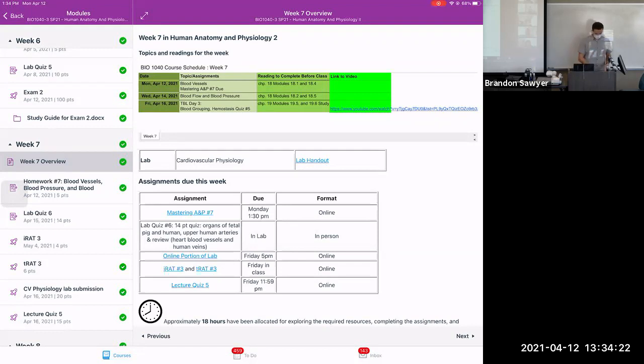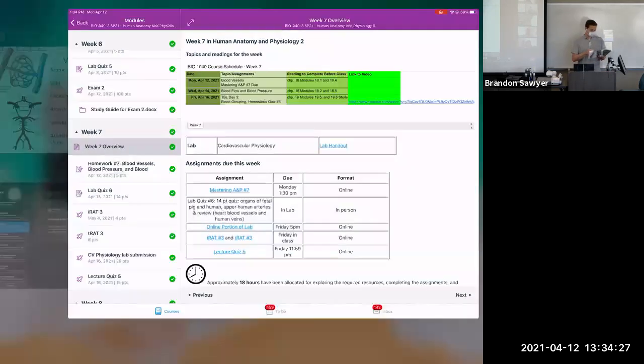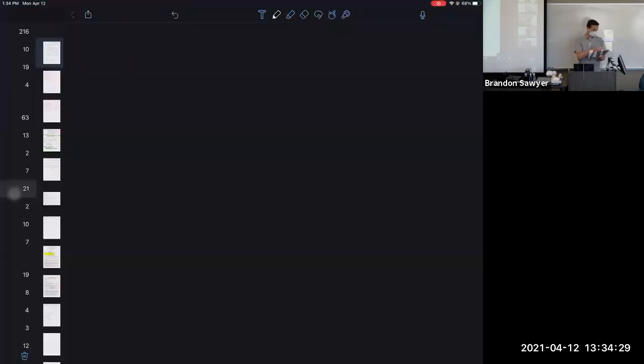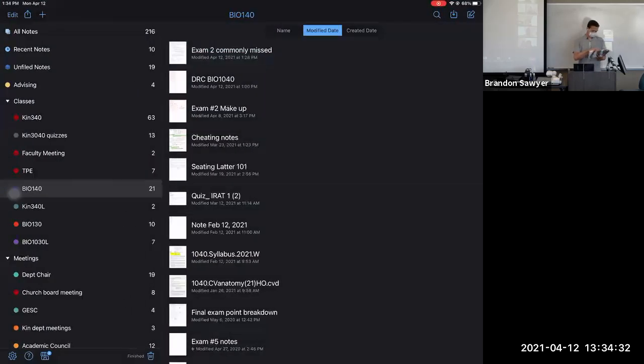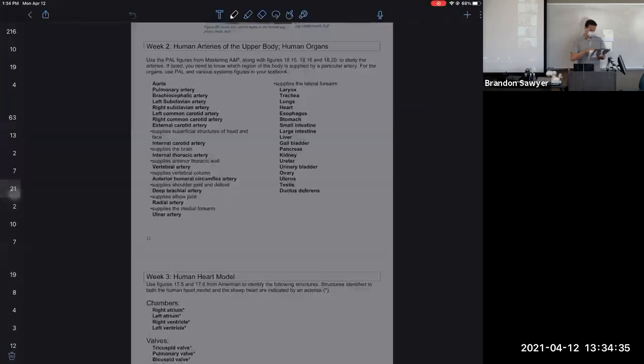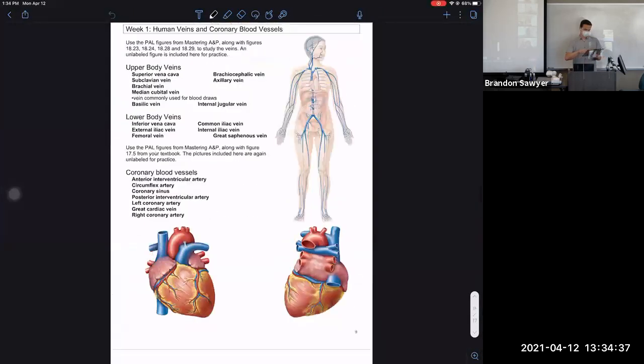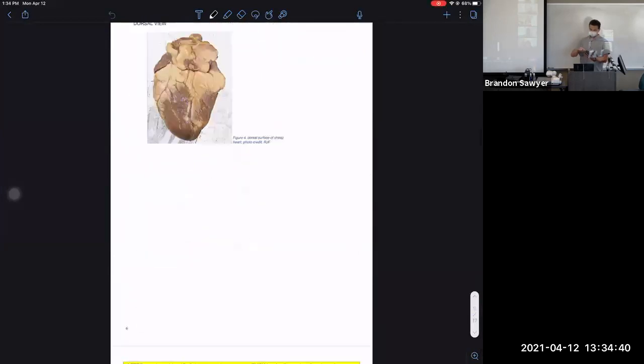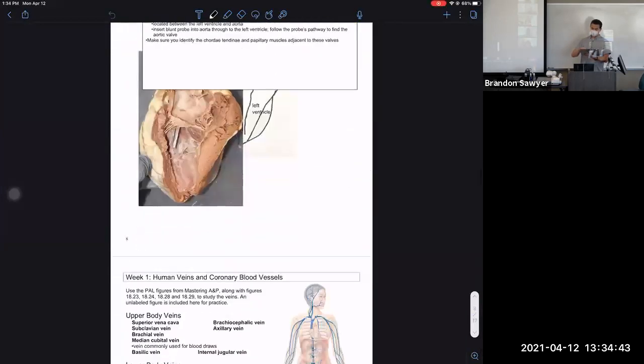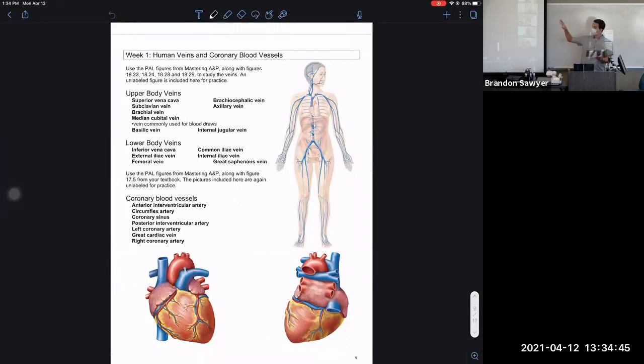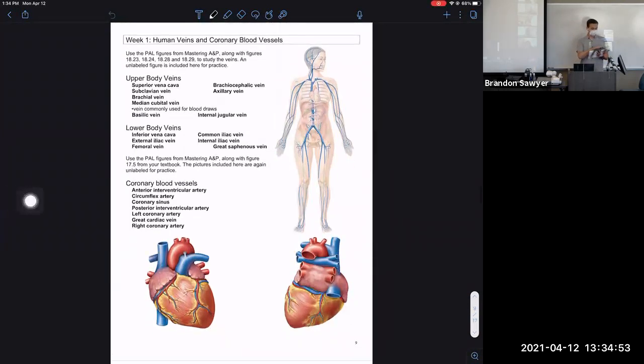The quiz is on the organs of both the fetal pig and the human. Let me just go to the handout, to make sure we're on the same page, literally, of which page I'm talking about. So here's our handout. There will be some review material on this: the veins of the human again, and those coronary blood vessels again. These guys right here. So the coronary blood vessels and these veins will be the review part.